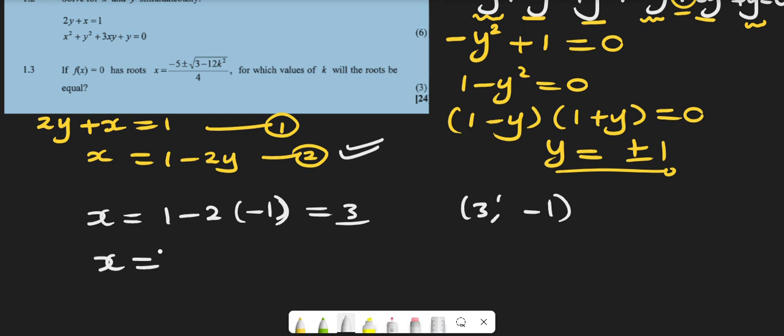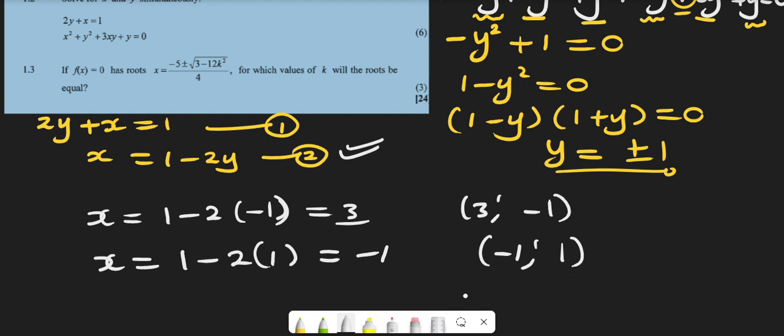And again, use this equation and say x equals 1 minus 2y. In the space of y, we put 1. And then our answer here is going to be negative 1, meaning that if our x equals negative 1, then our y equals 1. Then we are done with that one. So let's go straight to 1.3.